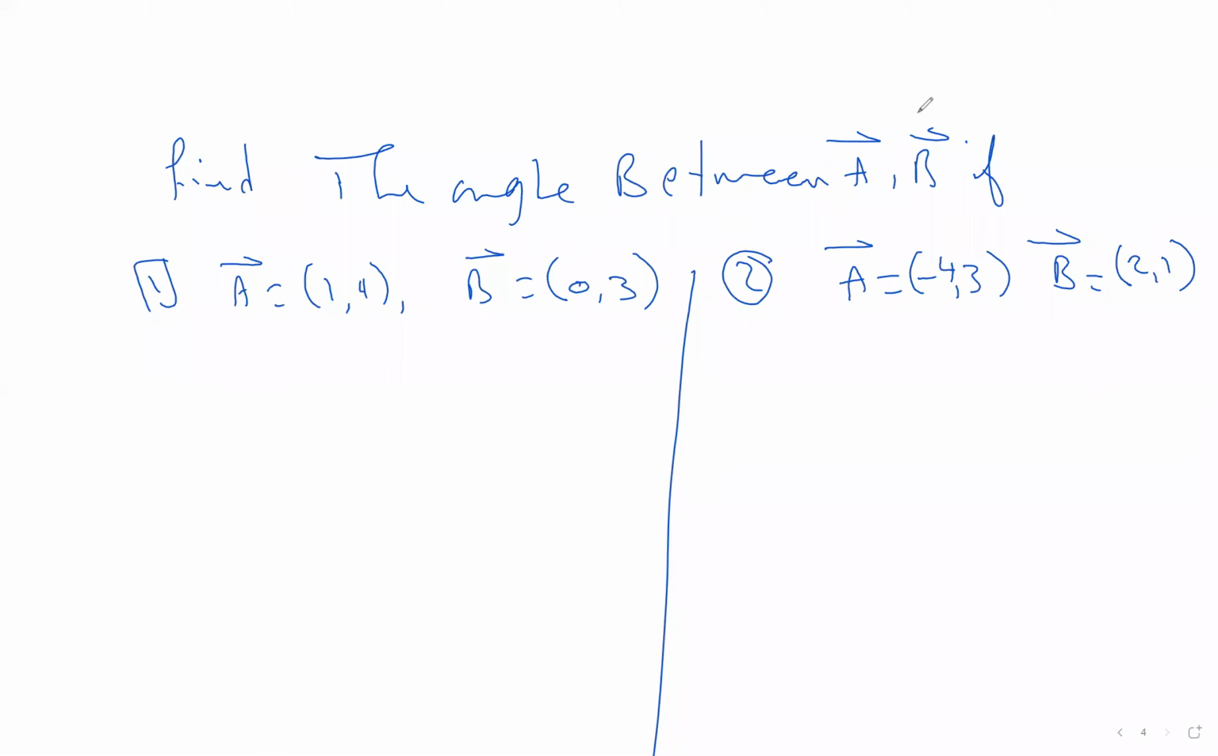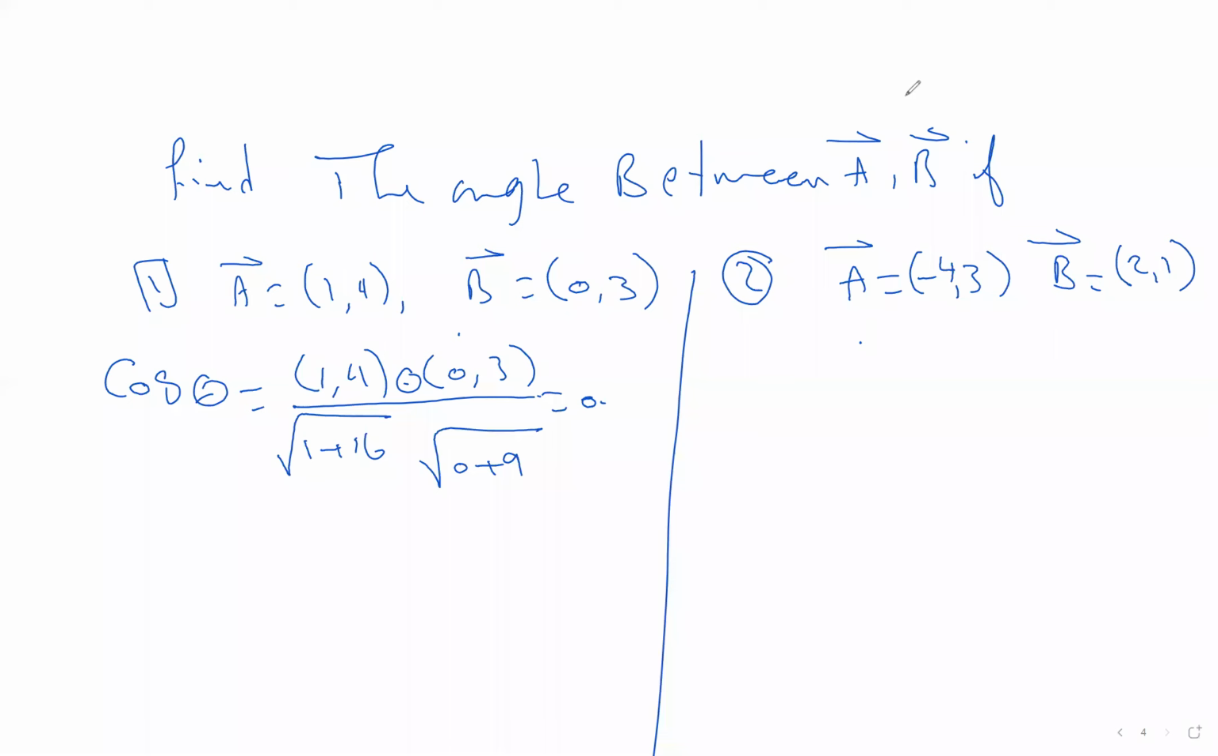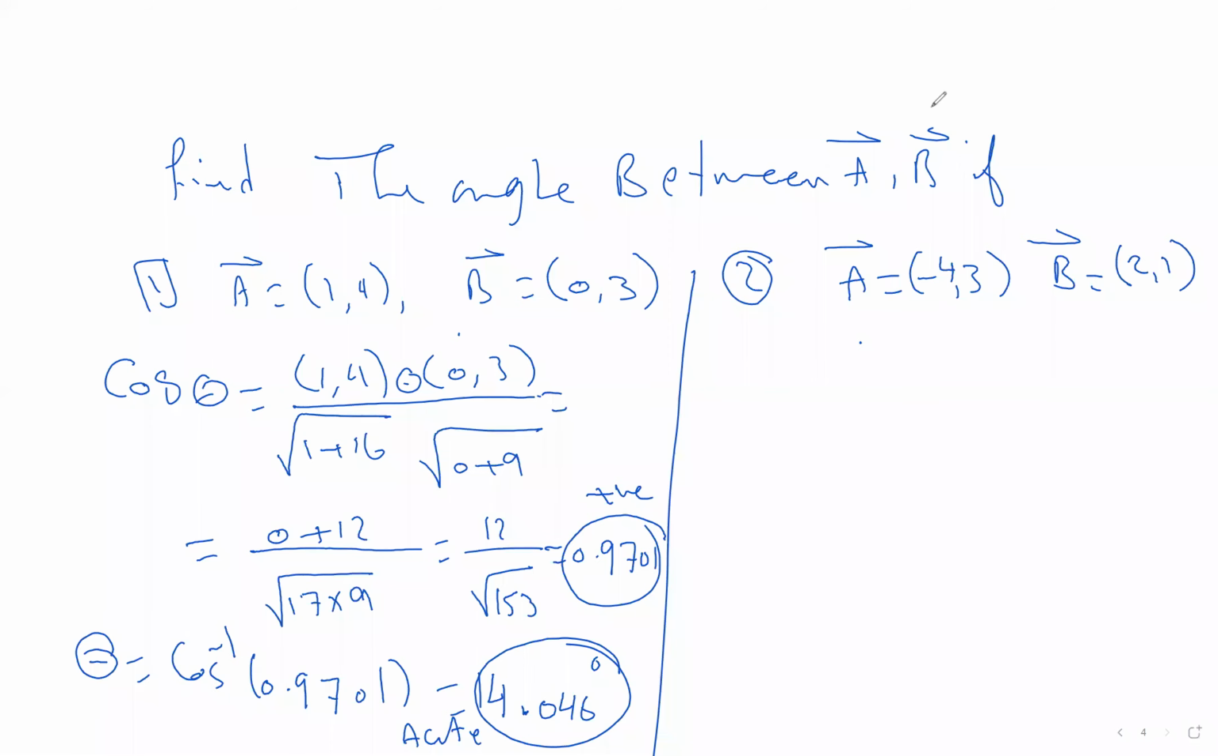Find the angle between the two vectors in number 1 and number 2. I'll give you 3 minutes to solve each one of them. Three minutes is a long time for each problem. And cosine is between 0 and 1. And here, what will the angle between the two vectors be? Since cosine theta came out positive, then the angle between the two vectors is acute.